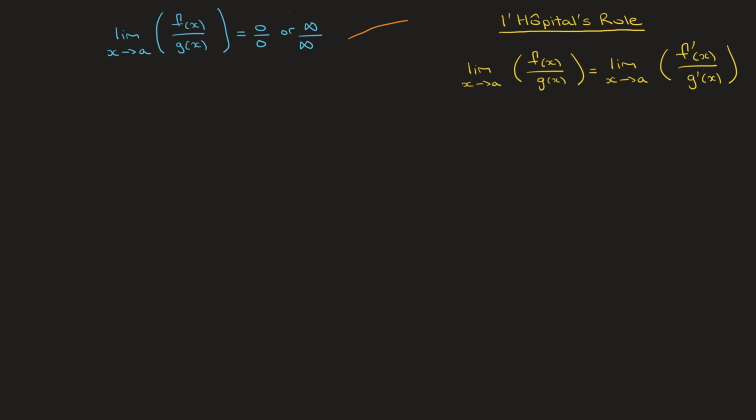oftentimes we'll be able to make use of L'Hopital's rule to evaluate this limit. And as we can see here, what this rule tells us is that the limit as x tends towards some number a of f of x over g of x is equal to the limit as x tends towards that same number a of the derivative of f of x divided by the derivative of g of x.